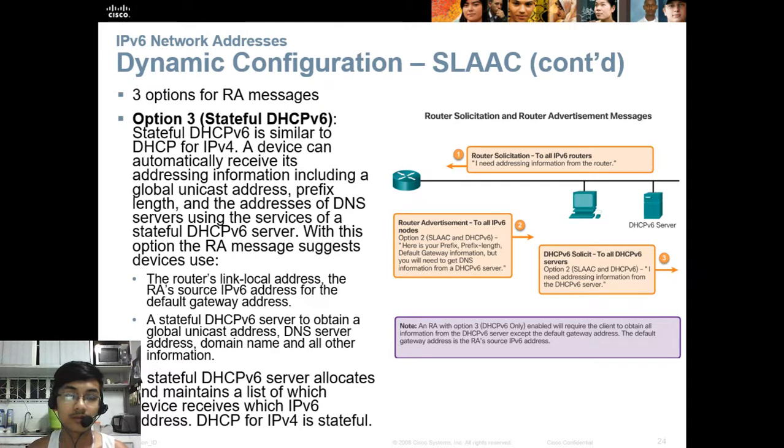Option 3: stateful DHCPv6. Stateful DHCPv6 is similar to DHCPv4. The device receives all its addressing information from the DHCPv6 server, including global unicast address, prefix length, and the address of DNS.